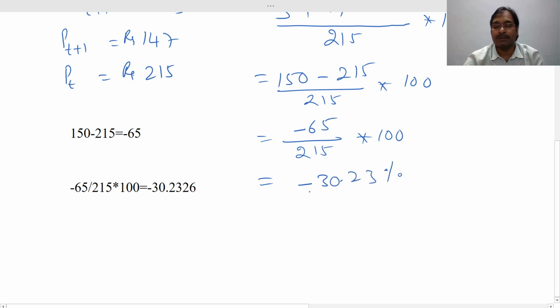30.23%. Here I am giving you a few problems for practice, followed by the equation to solve these problems and the solution. Now what you need to do is first try to solve the problems, then compare your answers with the solutions which I have given here.